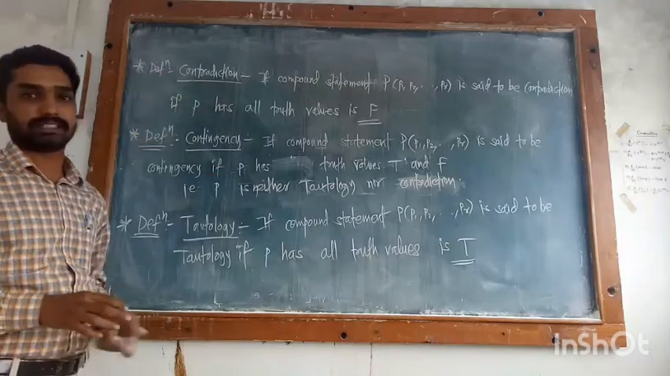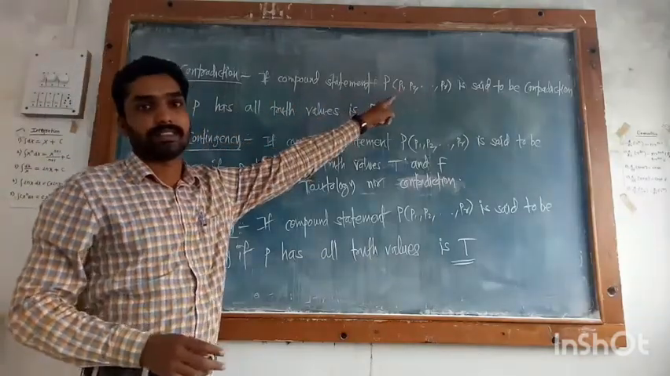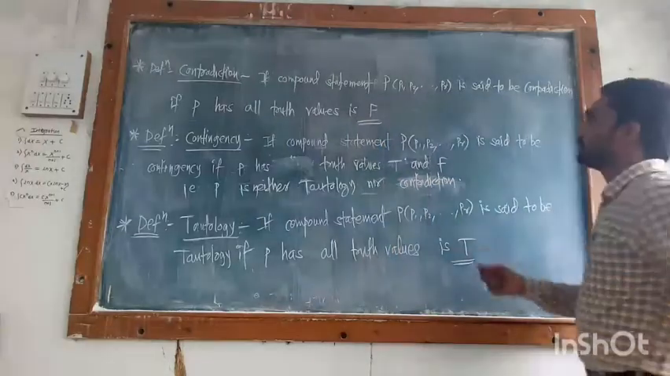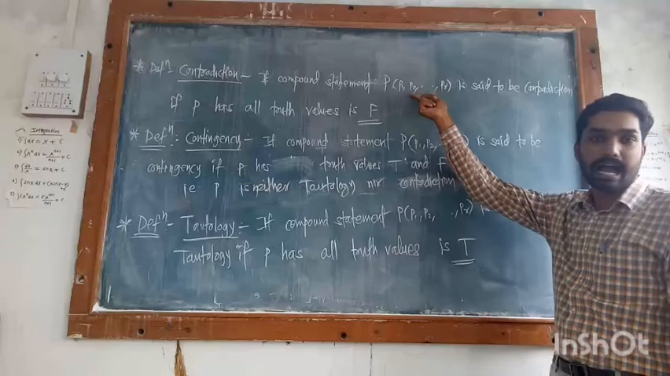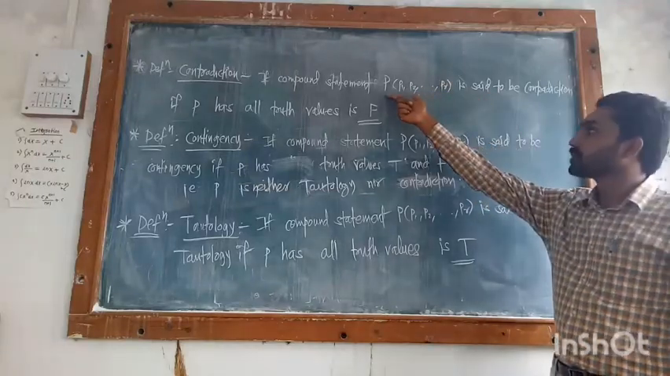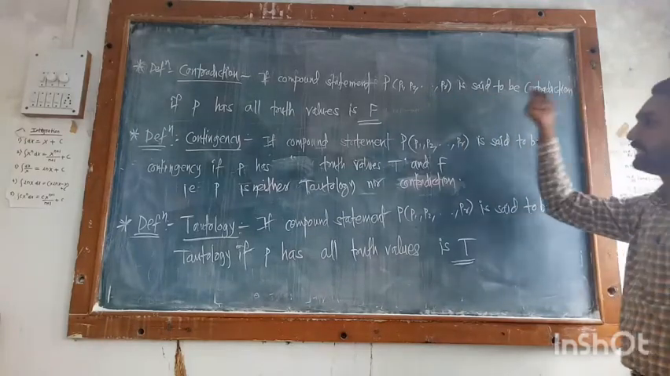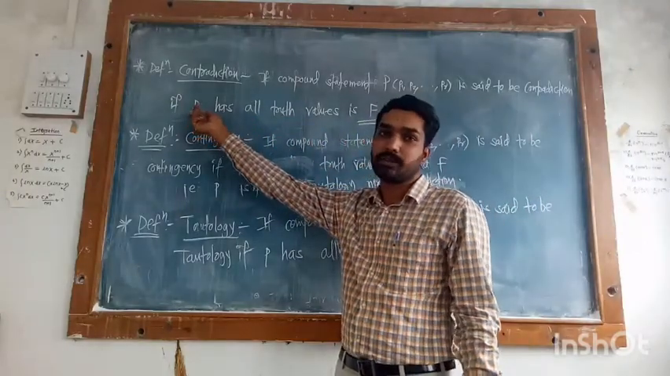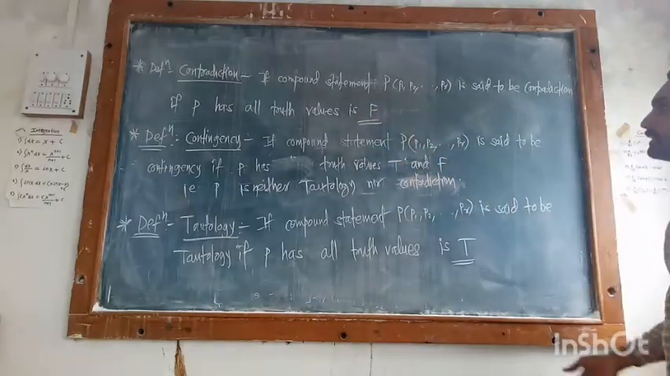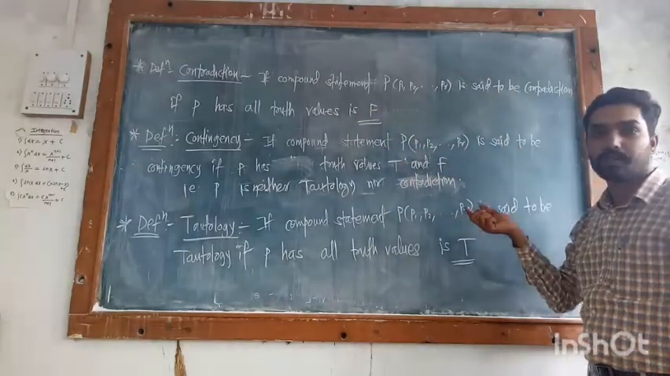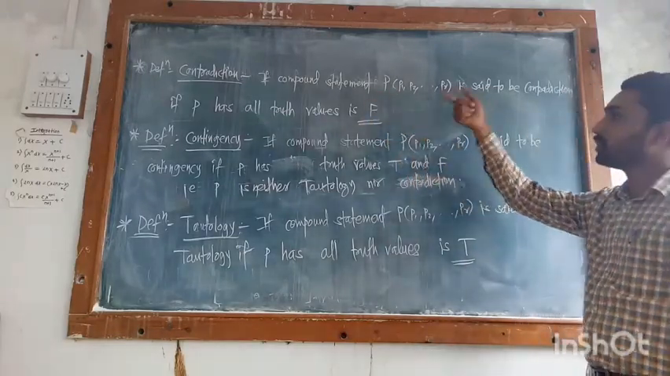What do you mean by contradiction? If a compound statement P containing P1, P2 up to PR, where all these are R simple statements, is said to be a contradiction if the compound statement P has all its values F. That means if in the last column of your truth table all values are F, then this compound statement is said to be a contradiction.